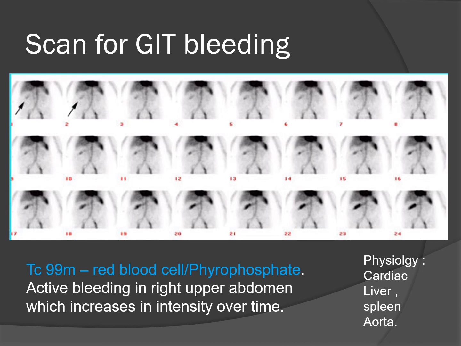So you can see the physiological uptake, you see the arrow, physiological uptake in the heart, in the upper image, and then you see the spleen and also the liver. And you see the arrow in the image, there is a bleeding in the right upper abdomen, increasing in intensity. So that's the location of bleeding.